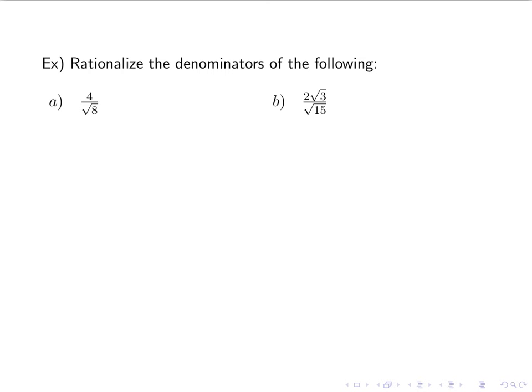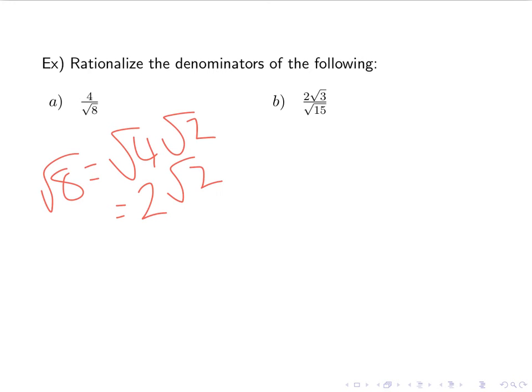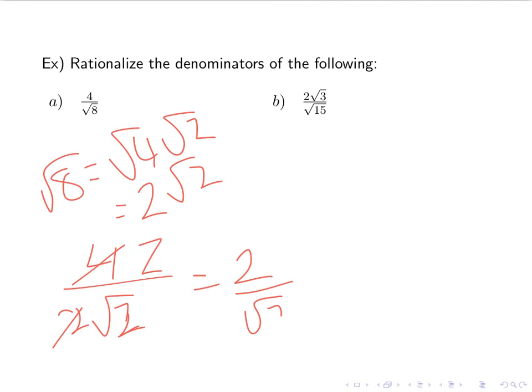So 4 divided by root 8. Before I start rationalizing, I always want to simplify, because that's going to be less simplifying later on. So 4 over root 8. Root 8 is root 4 times root 2, which is 2 root 2. So I have 4 over 2 root 2. I can cancel a 2, and I'm left with 2 over root 2. So before any rationalizing, I've already simplified my fraction.